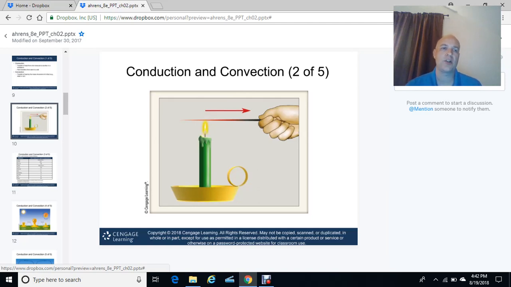Now, if I were to use this same diagram to illustrate convection, we think about vertical heat transfer for convection. I want you to think of all that heat energy just coming up from the candle in the vertical, rising in the vertical.